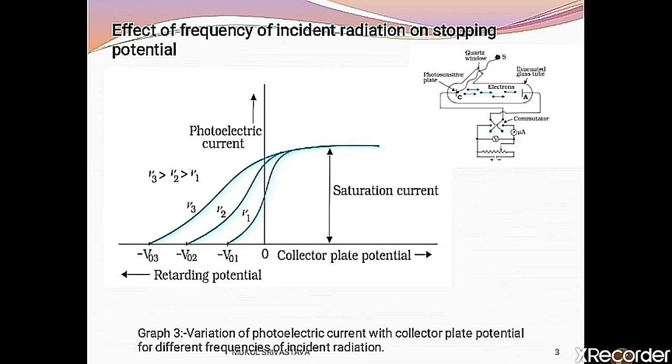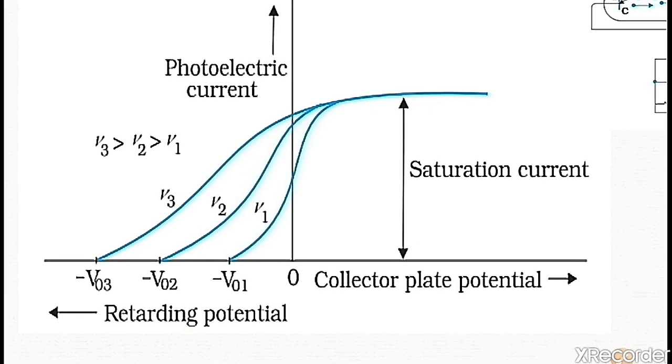If you see in this graph here, we find the different values of stopping potential corresponding to different values of the frequency of the incident radiation. As the frequency of the incident radiation increases, the stopping potential is more negative, and you can see in this graph that it is more negative here. This implies that the greater the frequency of incident radiation or light, the greater is the maximum kinetic energy of the photoelectron.